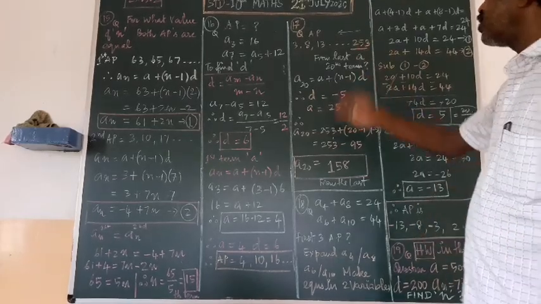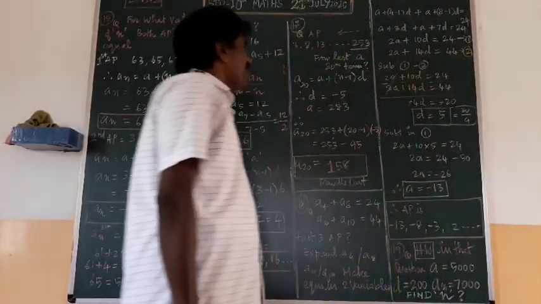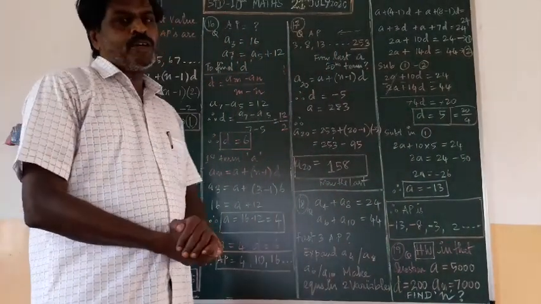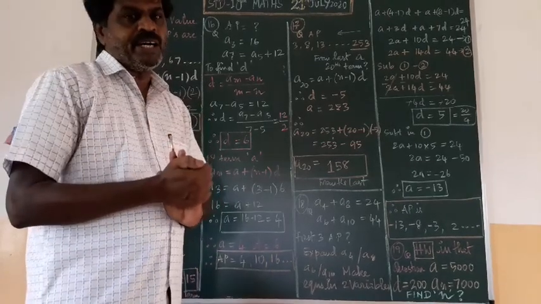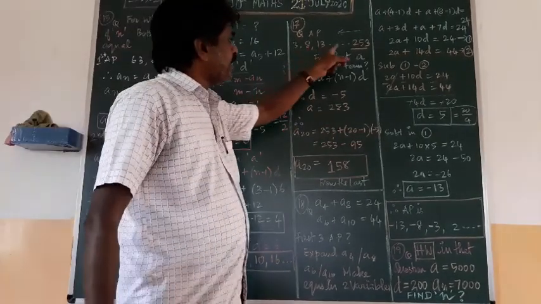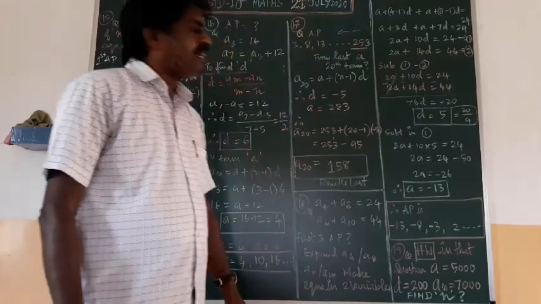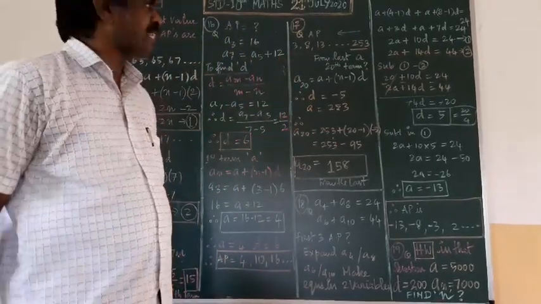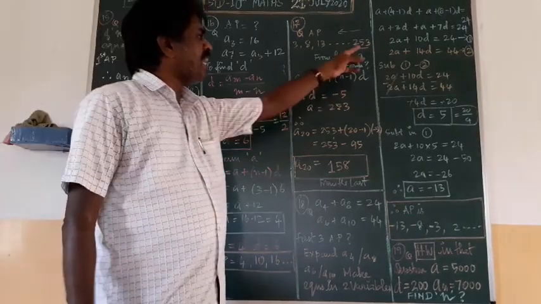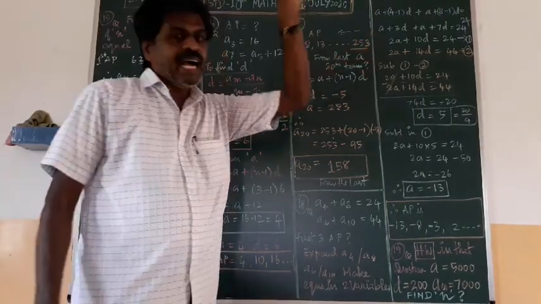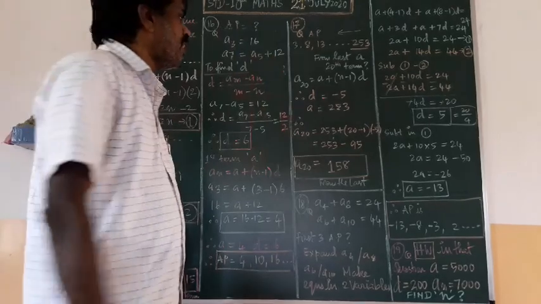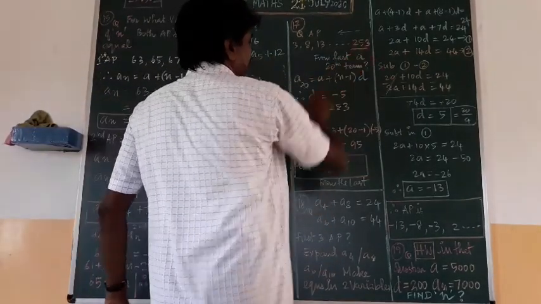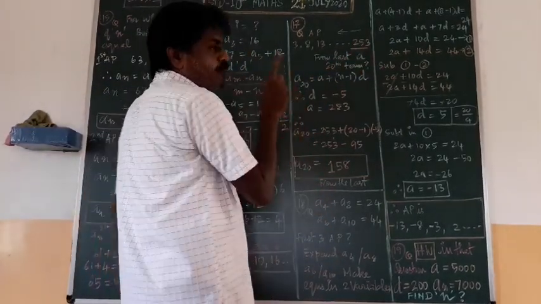Okay. 17th question. An arithmetic progression is given. What is your question? From the last number. Here what is given? 3, 8, 13, and the last number is 253. From the last, what is the 20th term they are asking? So from the last means, I am assuming the last number as the first number. So I am taking a as 253. Then we need the 20th term.